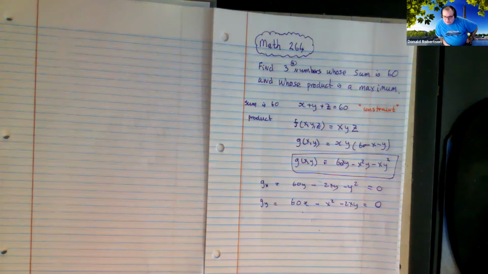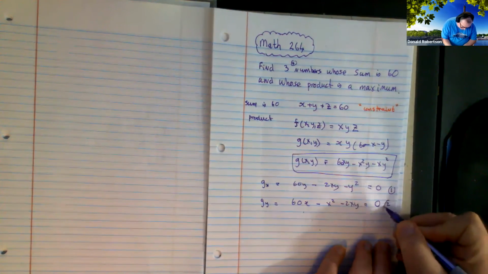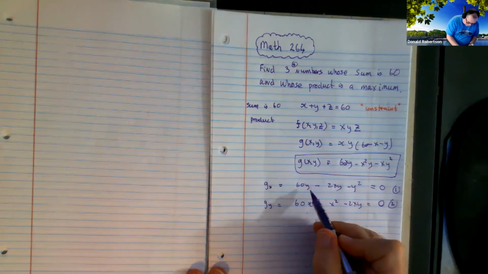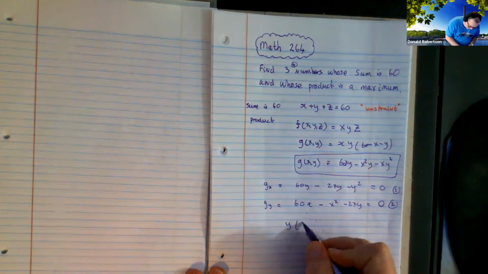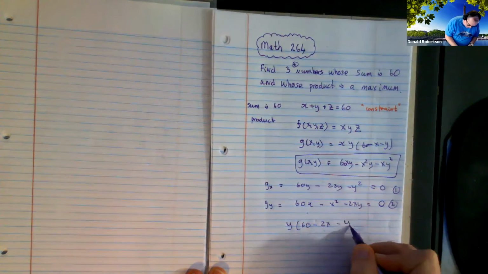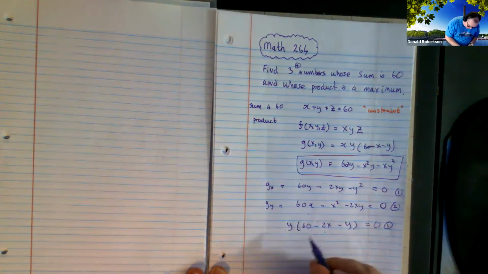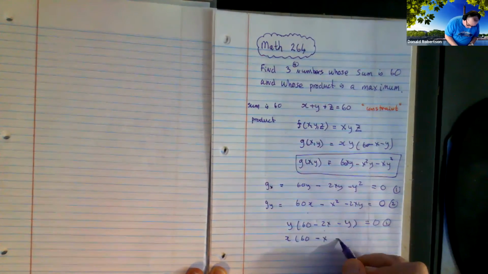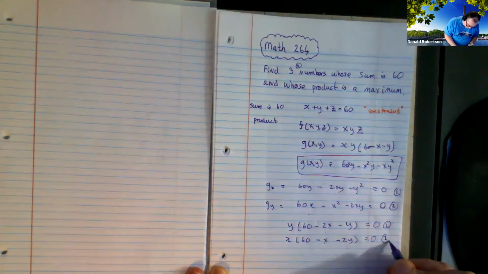So far, so good. If I remember last time, we did a little bit of working on these two equations. Can you remember we pulled out a y from here and an x from here? So let me write down what that looks like. y times 60 take away 2x take away y is 0, and that's my new equation 1. And I pull out an x from this one, and I get 60 take away x take away 2y equal to 0. I'll call that my new equation 2.